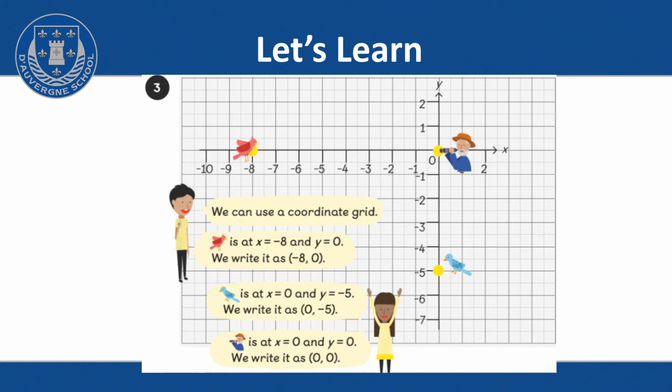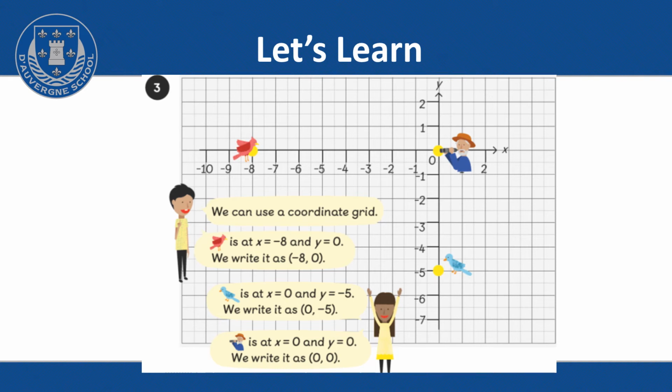And Ravi is saying that we can use a coordinate grid, which will help us describe both position and direction at the same time. Okay, so the pink bird is on the x-axis and it's at -8 on the x-axis, and y is at 0 on the y-axis. So again, we're starting with the x coordinate, which is -8, and the bird hasn't gone above 0, so the y-axis is 0. So the coordinates for where the bird is, we would write as -8, 0, and we write those in brackets.